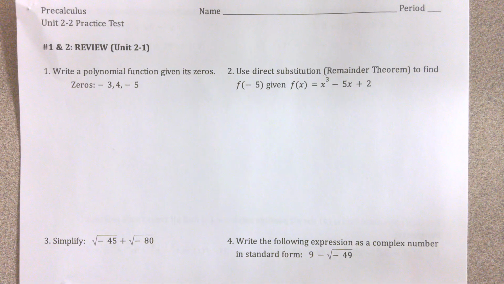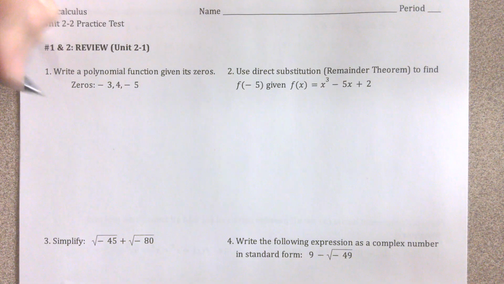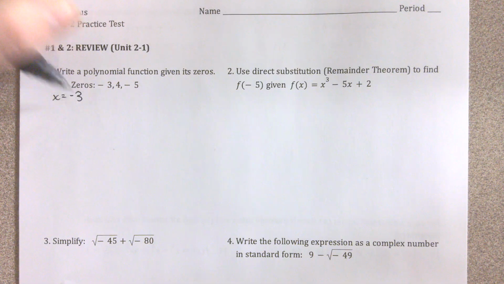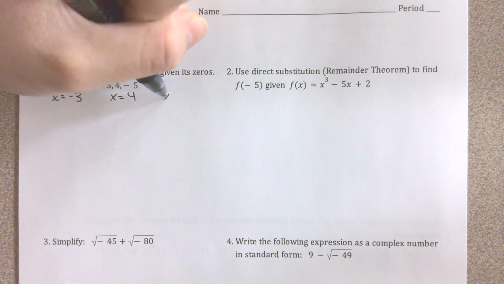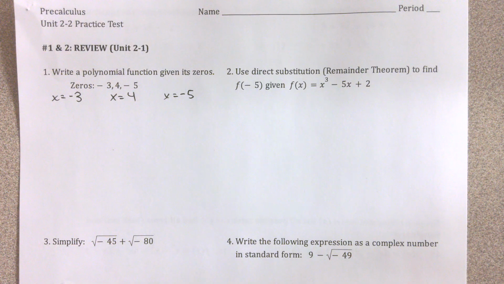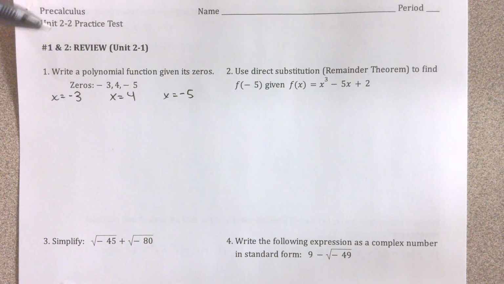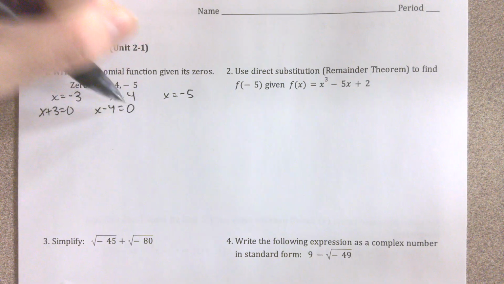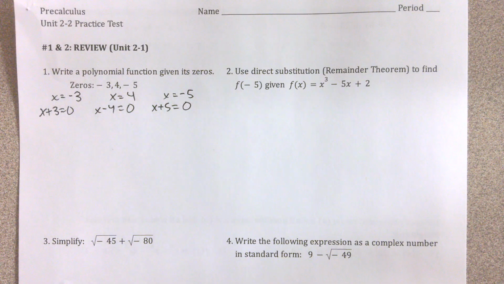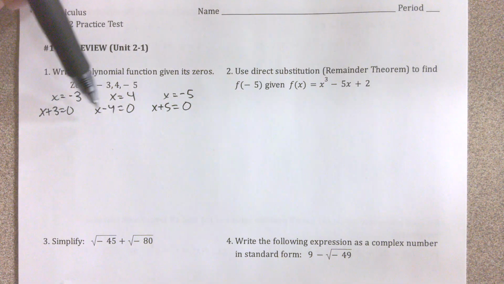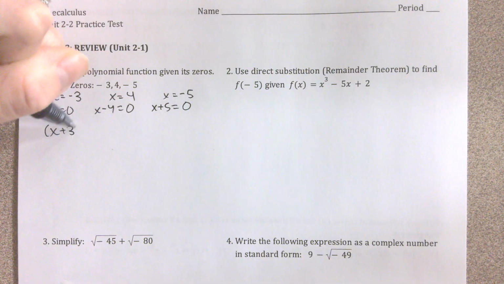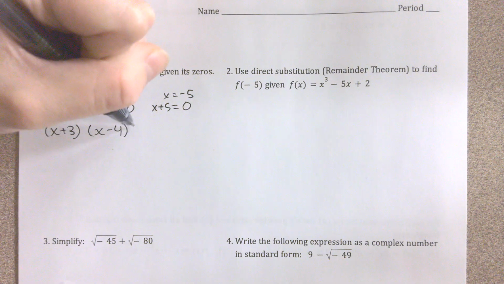So these are zeros. First, we need to write these as factors. So if we were to write these out as just x equals, we'd have x equals -3, x equals 4, x equals -5. And then we would want these equal to 0. So we'll bring all of the numbers over to the left side with x, giving us x plus 3 equals 0, x minus 4 equals 0, and x plus 5 equals 0. So the portion on the left side, these are referred to as the factors. We put those in parentheses. So we have x plus 3, x minus 4, and x plus 5.